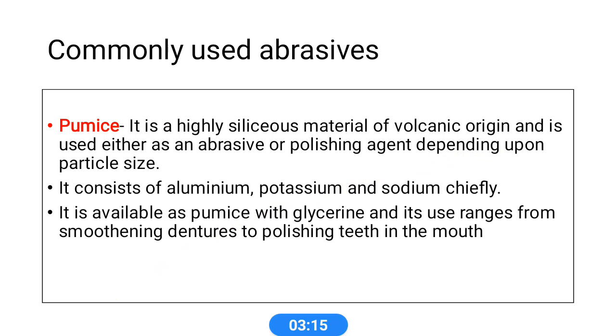These are some commonly used abrasives. Pumice is a highly siliceous material of volcanic origin and is used either as an abrasive or polishing agent, depending on its particle size. It mainly consists of aluminium, potassium and sodium chiefly. It is available as pumice with glycerin and its use ranges from smoothing dentures to polishing teeth in the mouth.